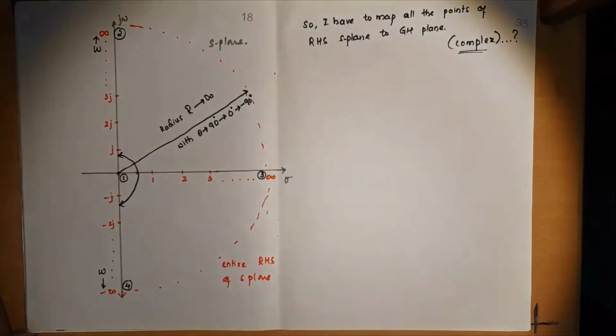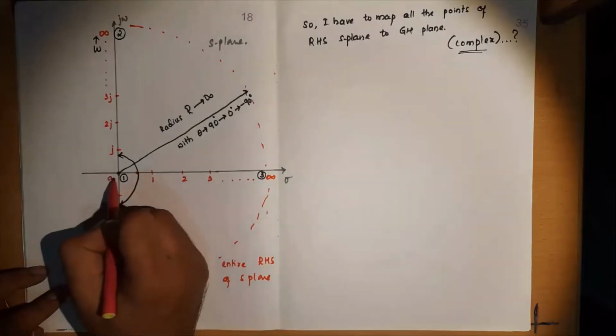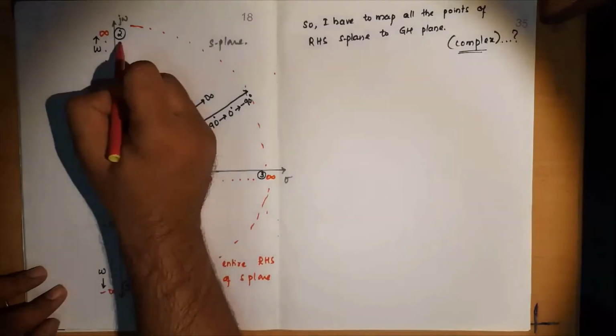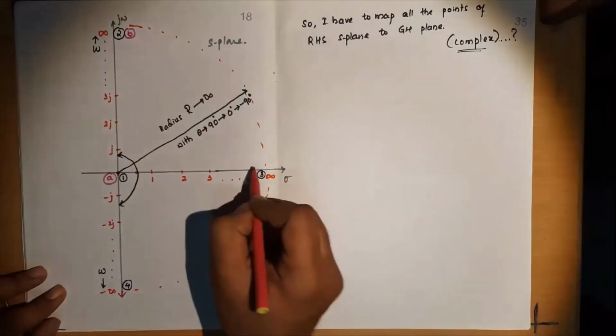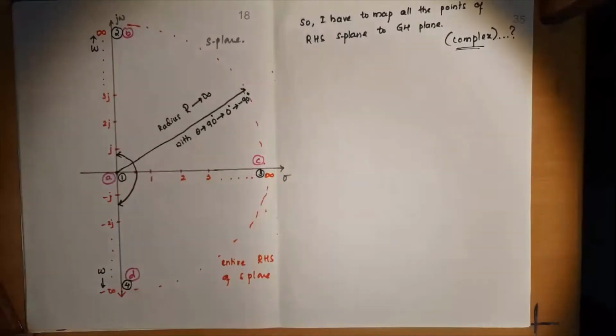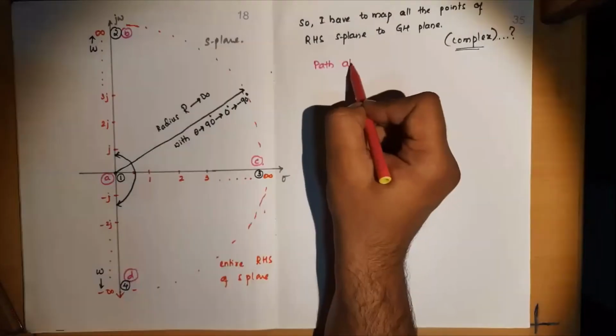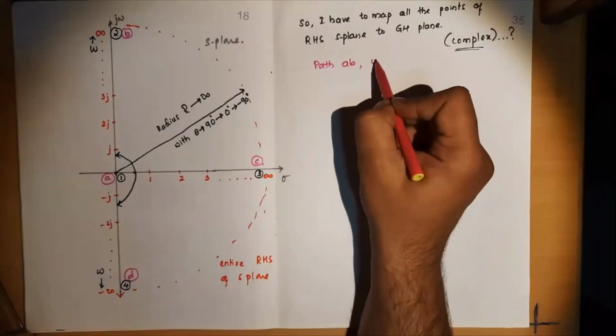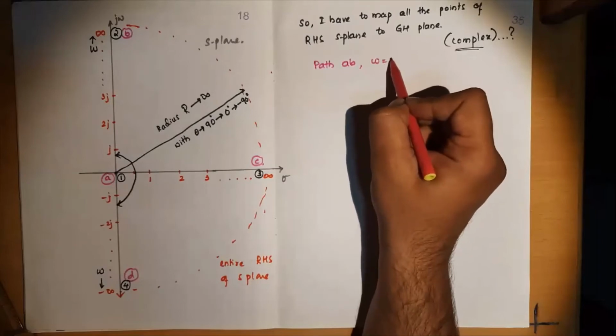On the GH plane, it's very complex. I mean, this is a complicated method. Is it a complicated method? Yes, of course, because so many points now, infinite points. So for that, we use a shortcut. So I'll name the points as A, B, C, D so that we can write these points conveniently. So ABCD, I will divide this ABCD contour into different paths.